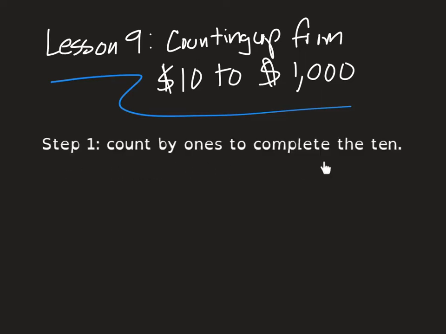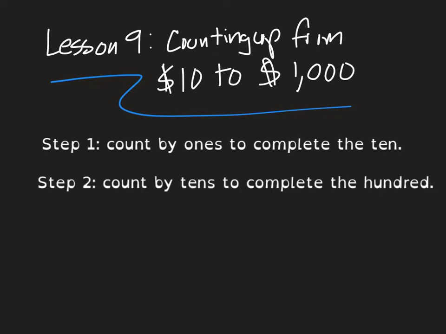Step 1. Count by ones to complete the 10. So for example, if we were counting from 18 to 30, we would start off by counting by ones till we got to the next 10. So we would add 2 ones to 18 to get to 20.